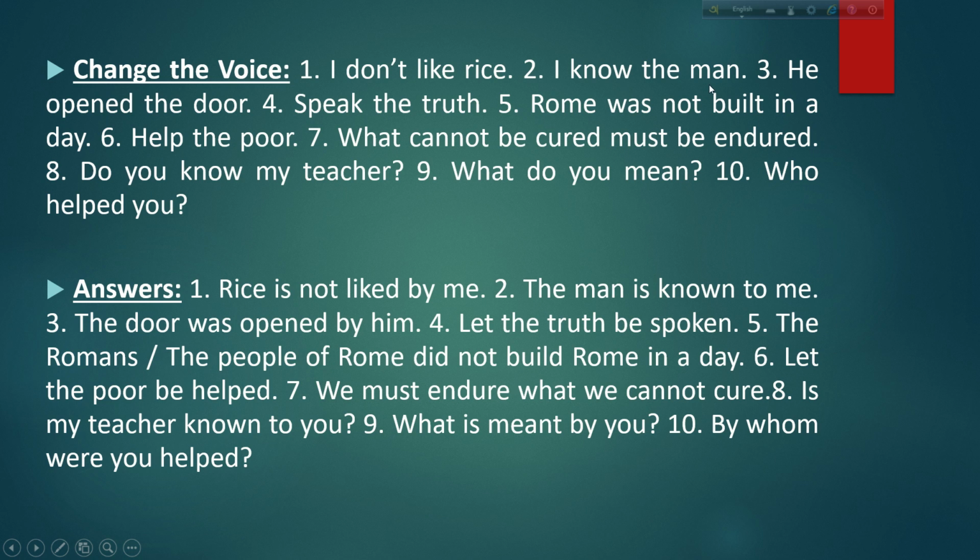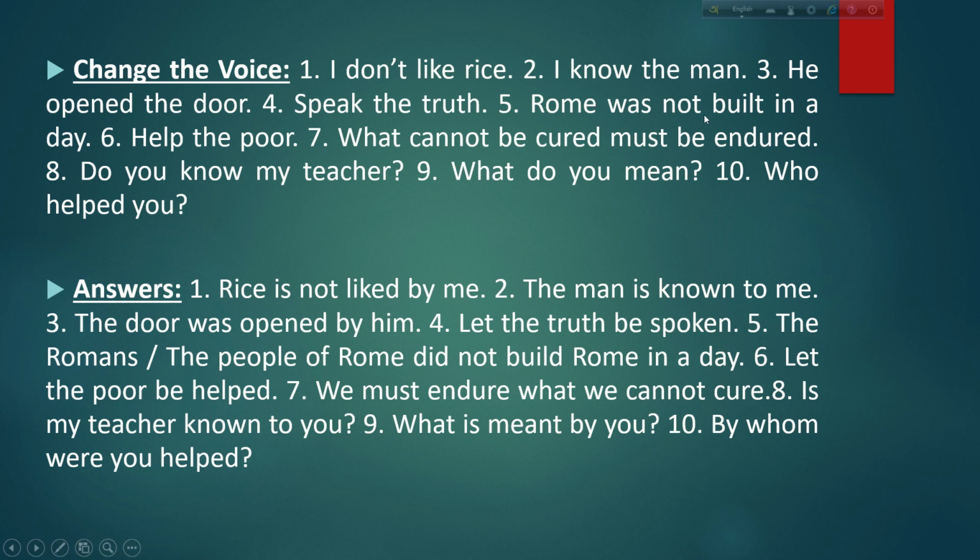Second one, I know the man. The man is known to me. Here known to, because after known, by is not used, so to is used. The man is known to me. Third, he opened the door. The door was opened by him. Number 4, speak the truth. This is imperative. We should use let. Let the truth be spoken.